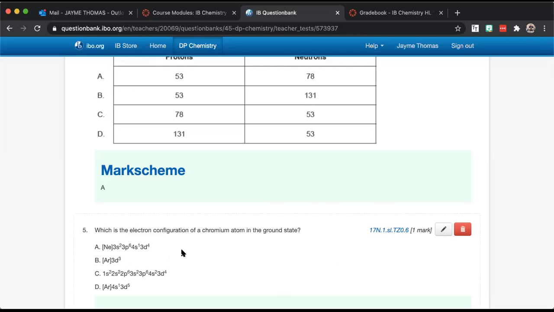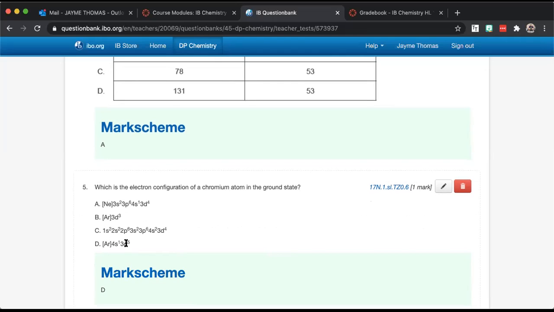So, it is D. The reason it's D and not C, because a lot of people would pick C, is that chromium was one of those 2 exceptions that we talked about, where it's actually more stable for the 4s to give one of its electrons to the 3d and make all of them half full. So you have 1 electron in the 4s, and then 1 electron in each of the orbitals of 3d. That's why D is correct, because C is not following that exception. C is what it would look like if it followed all the rules, but chromium is one of the ones, like copper, that we talked about that does not follow the rules.